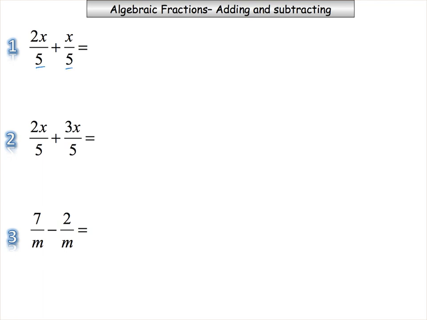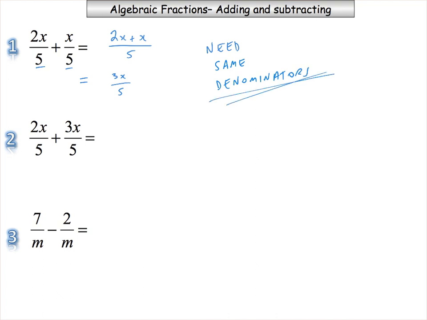So when you add or subtract, you need the same number of parts. So when we do have the same number of parts, we just add our numerators with the same denominator. So then we end up getting 2x plus 1x, and we have 3x over 5. So we need the same denominator. And we'll have a look later on when they are different, what we'll need to do.